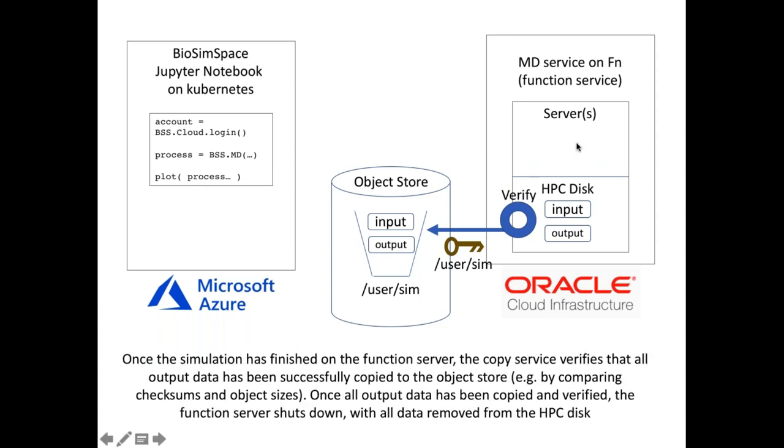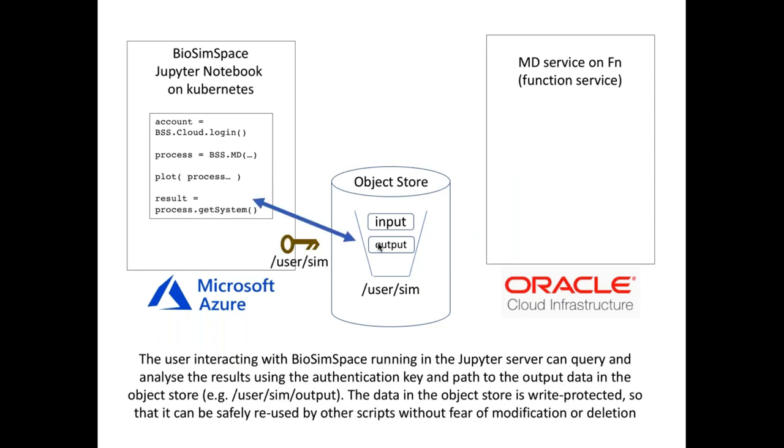Once the simulation is finished, the copy process will then do a verification on all of the data, and it will basically checksum to make sure all of the data from the HPC disk has been correctly copied across to the object store. The object store is already automatically backed up. And so the data is now safe, and it means that we can shut down the service running on the function service.